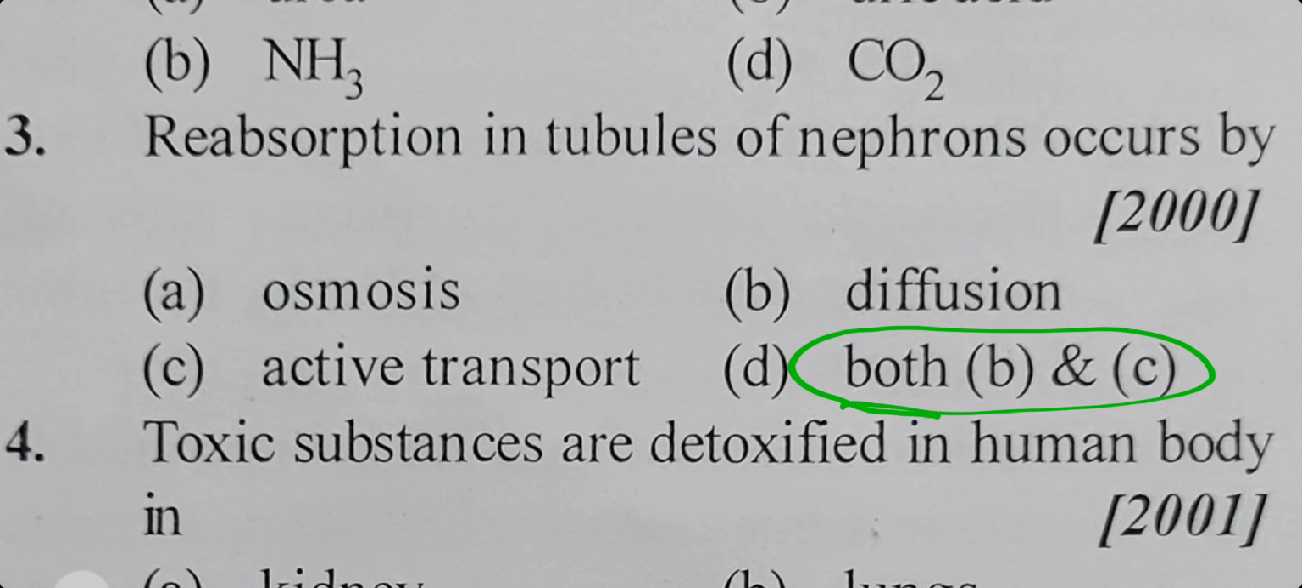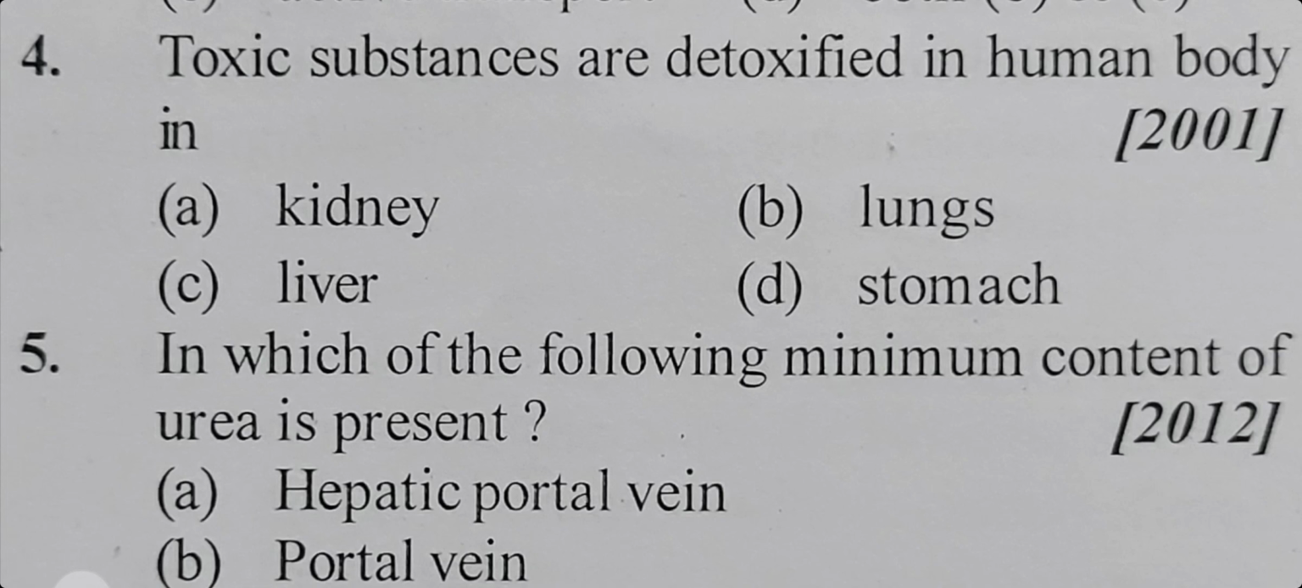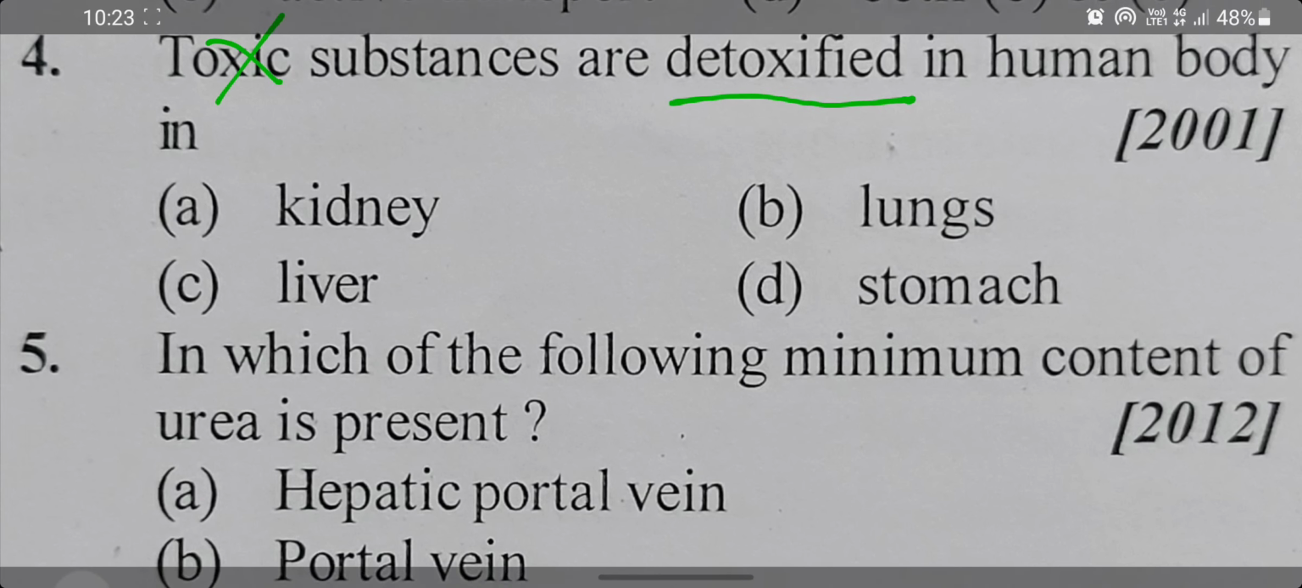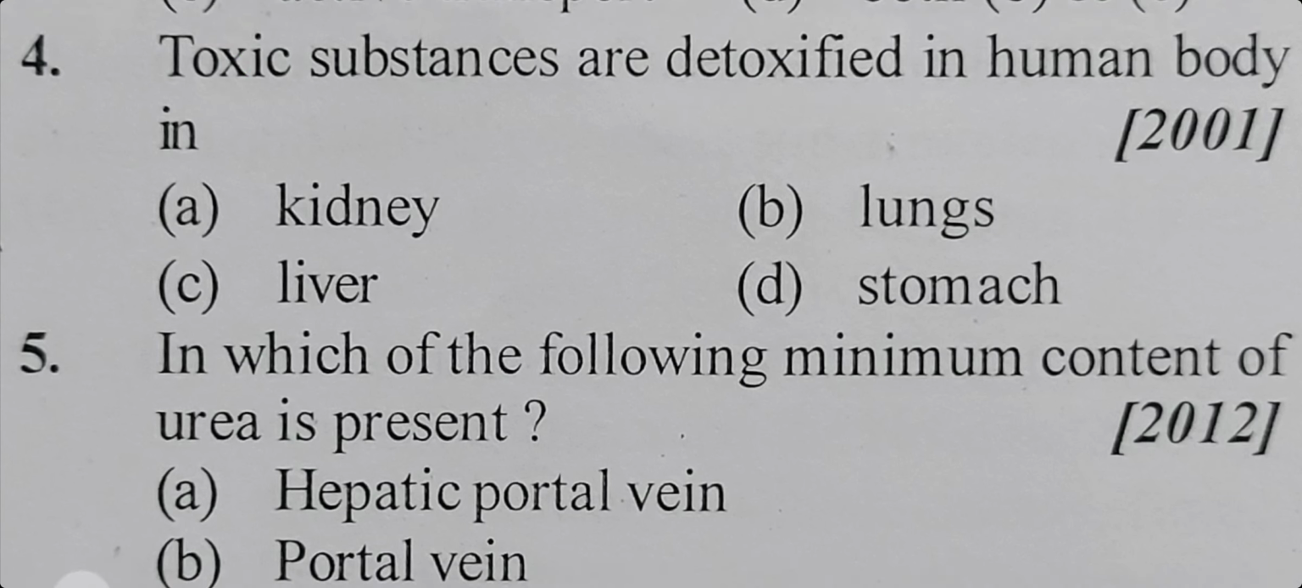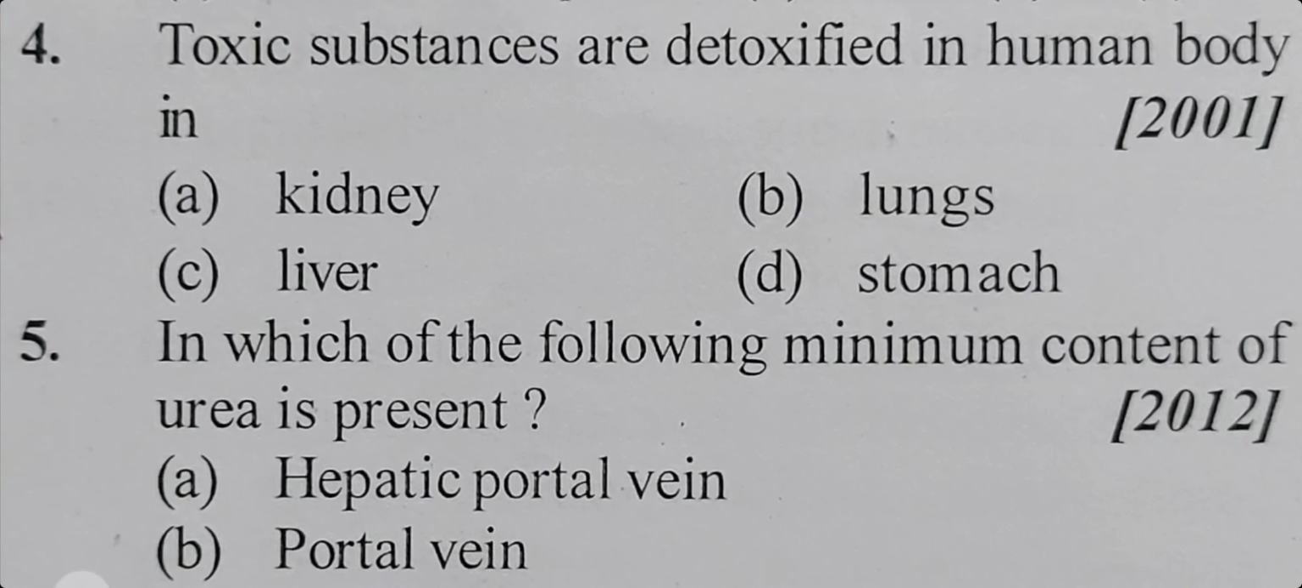So coming to the fourth question, that is toxic substances are detoxified in the human body in. Toxic substance means which is not required for the body, and detoxification means breaking down of toxic particles from the body. The options given are kidney, liver, lungs and stomach.